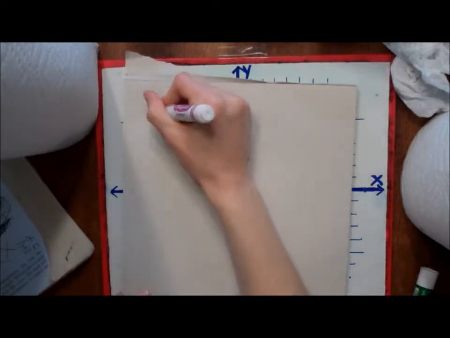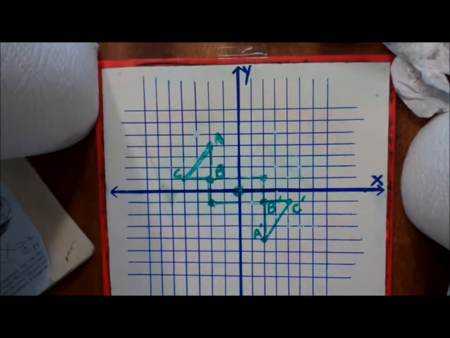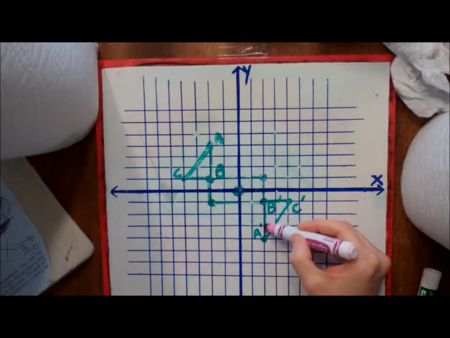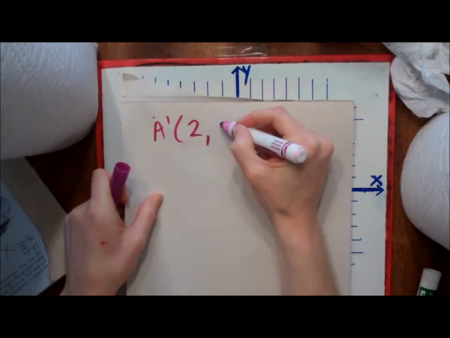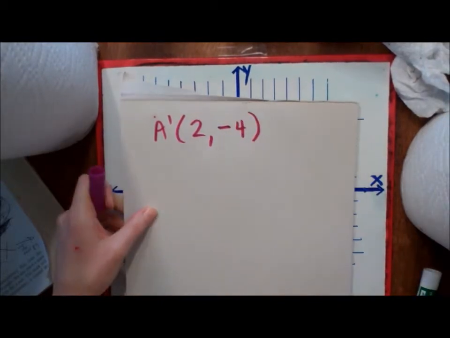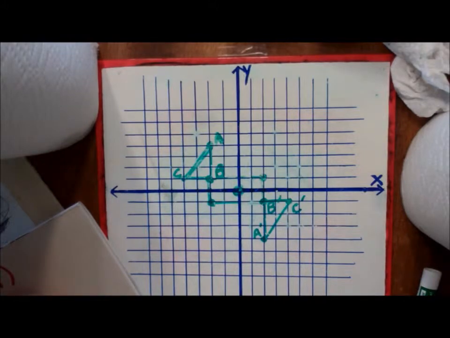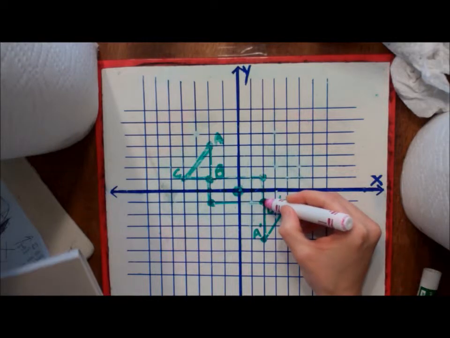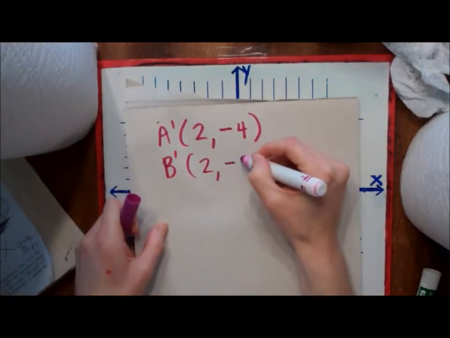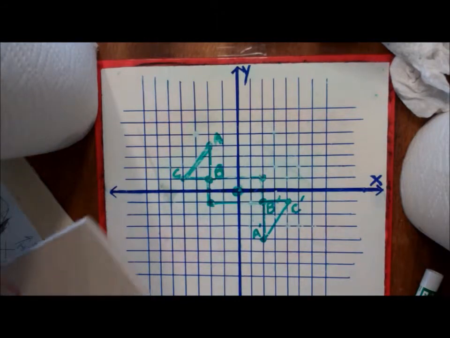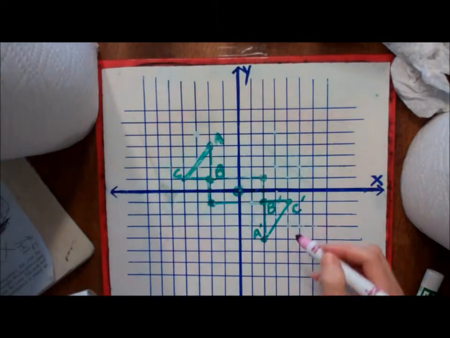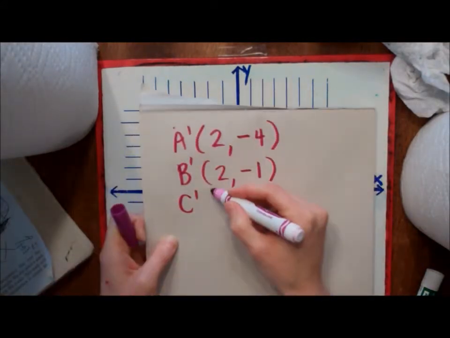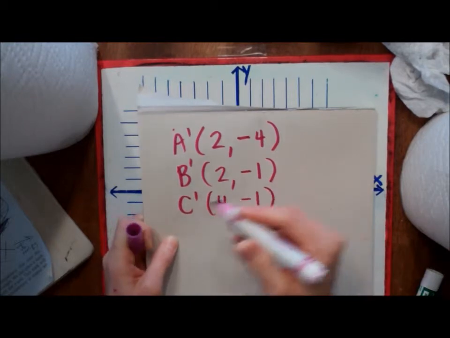A prime would be what? It would be 1, 2, and down 1, 2, 3, 4. So we went over 2 and down 4. Okay? Let's do B prime. B prime would be 1, 2 over and down 1. So 2 over and down -1. And then C prime. Okay? What would it be? It would be 1, 2, 3, 4 over and 1 down. 4 over and -1 down.